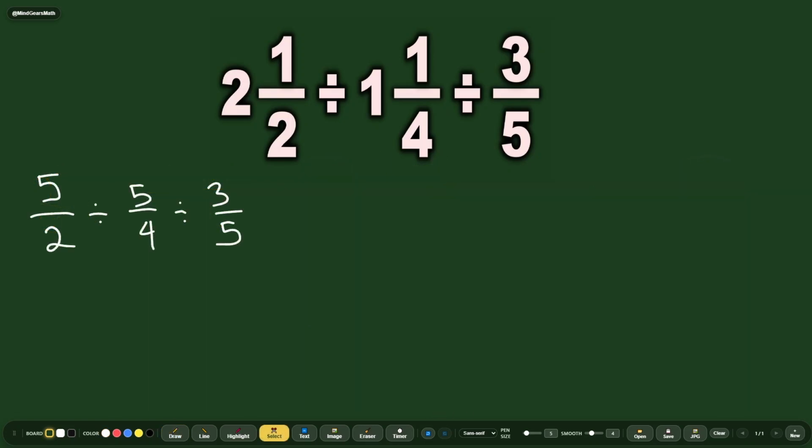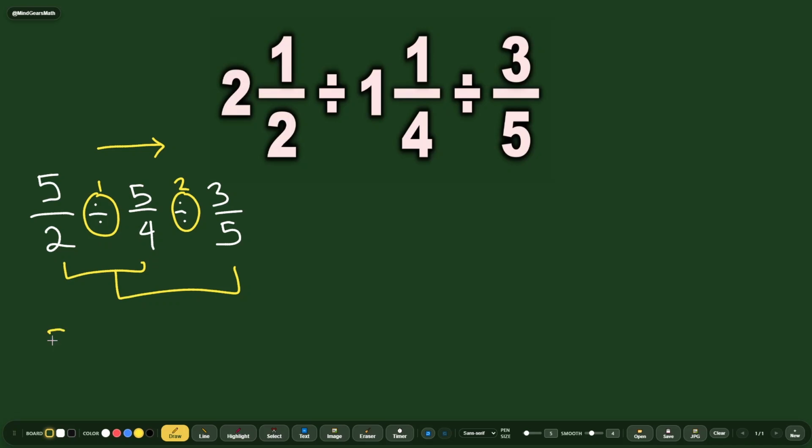Now, before we divide, there is one important thing to notice. We have two division operations in a row. And when that happens, we simply work from left to right, in the order they appear. We can't choose which division to do first. The order matters here. So we'll do the first division and then take that result and divide it by 3/5.